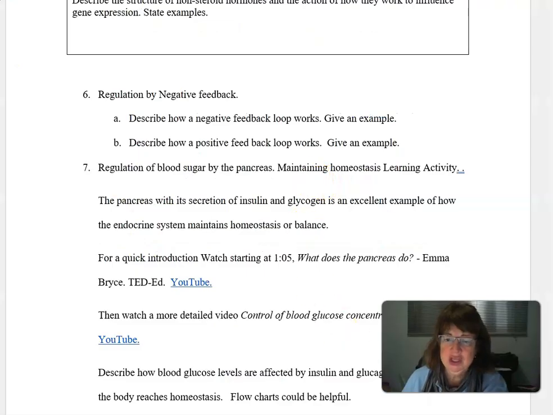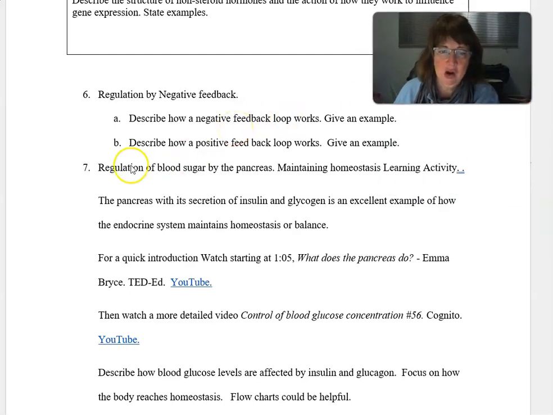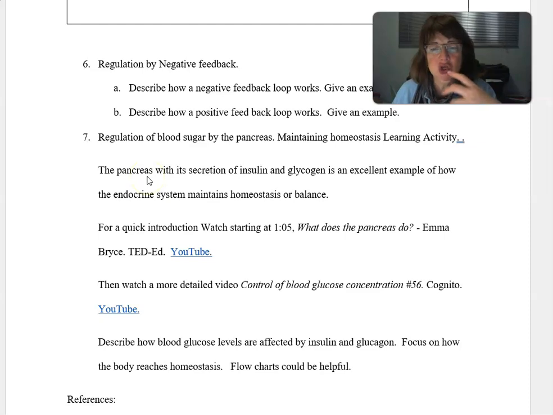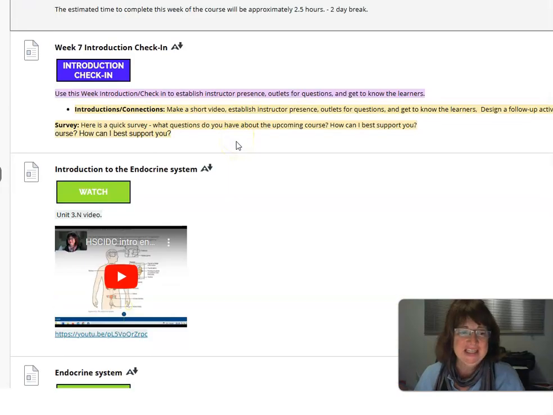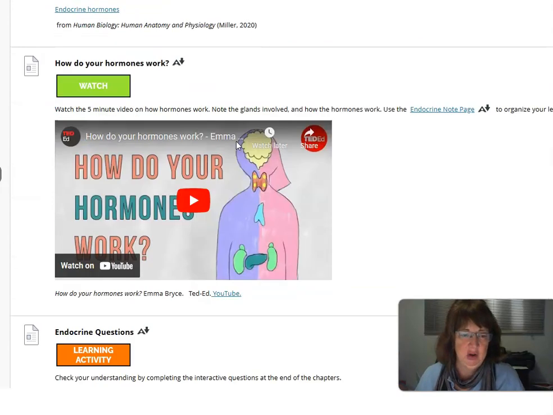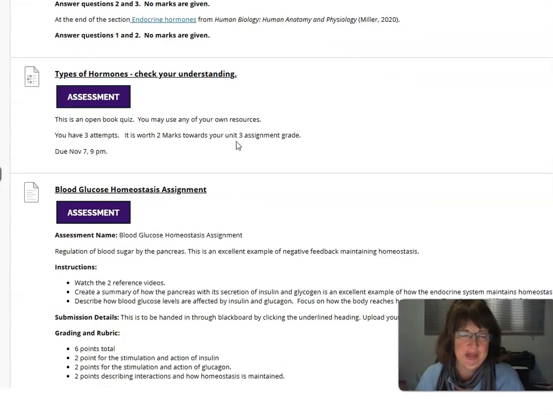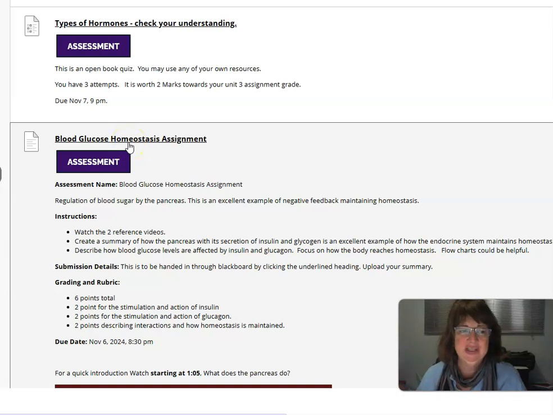When we look back to the endocrine note page, you're almost done now. But for the other ones, I want you to extract your own information and look at how insulin and glucagon maintain the beautiful balance, or homeostasis, by looking at 2 videos. What does the pancreas do? And the control of blood glucose. And then in that one, please describe it. And if you go to your Blackboard page, as I said, the glucose insulin homeostasis is on the Blackboard page. So go to the Blackboard page, and here is the blood glucose homeostasis assignment.